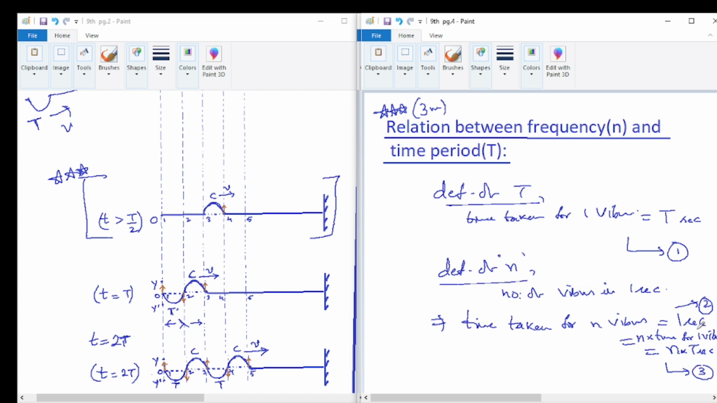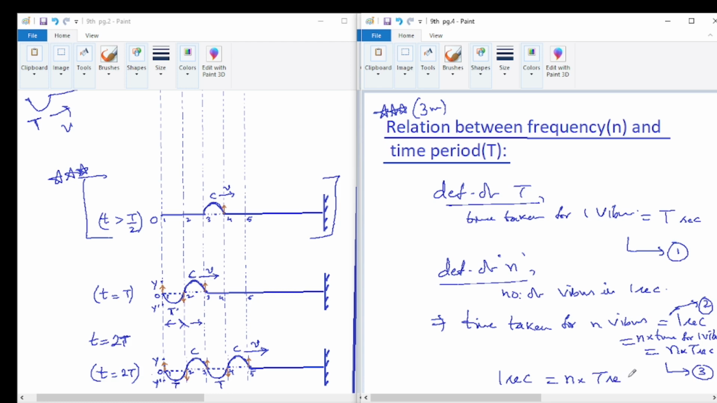Now just apply equations 2 and 3. What is equation 2 here? This: time taken for n vibrations in 1 second. The same time taken for n vibrations can be written as n into t seconds. So both are nothing but the time for n vibrations. Time taken for n vibrations in 1 second is also nothing but n into t seconds. So we can equate both of them.